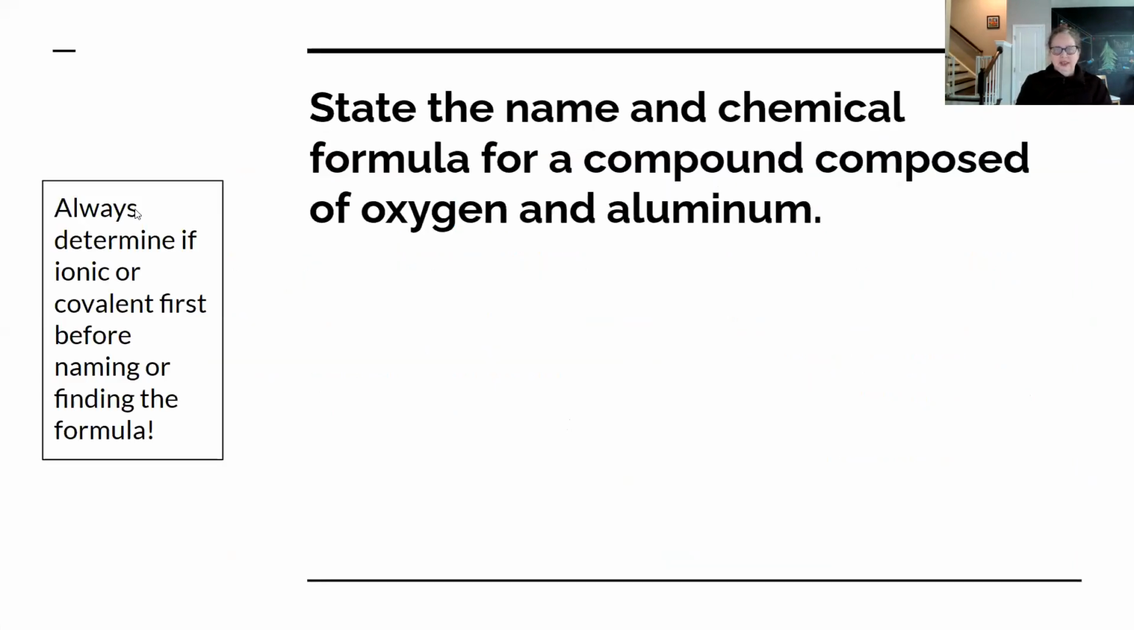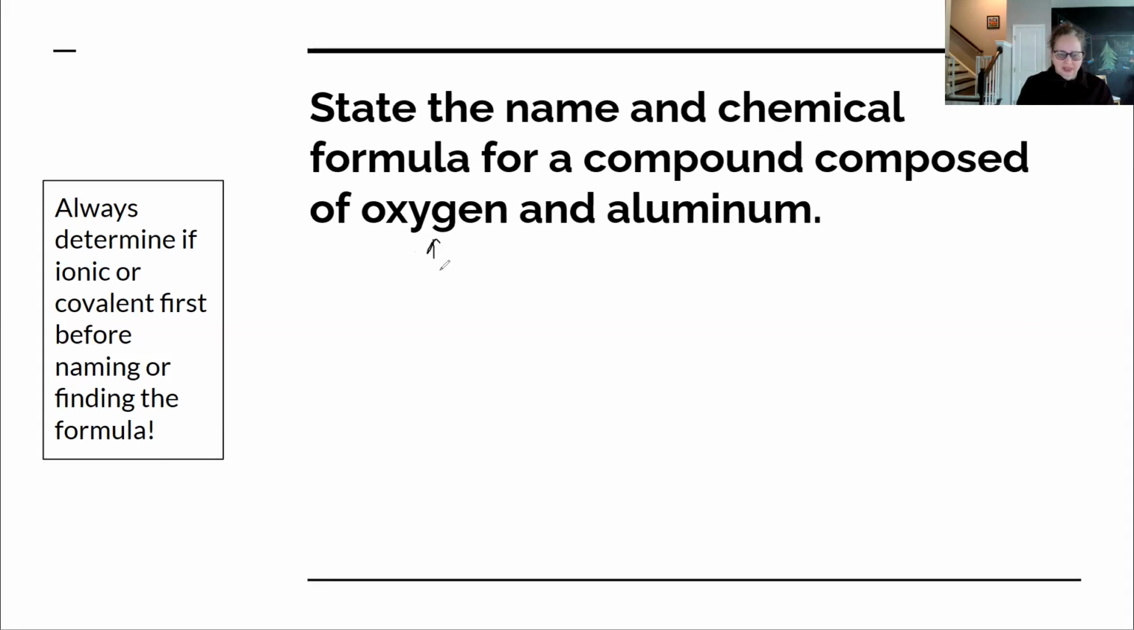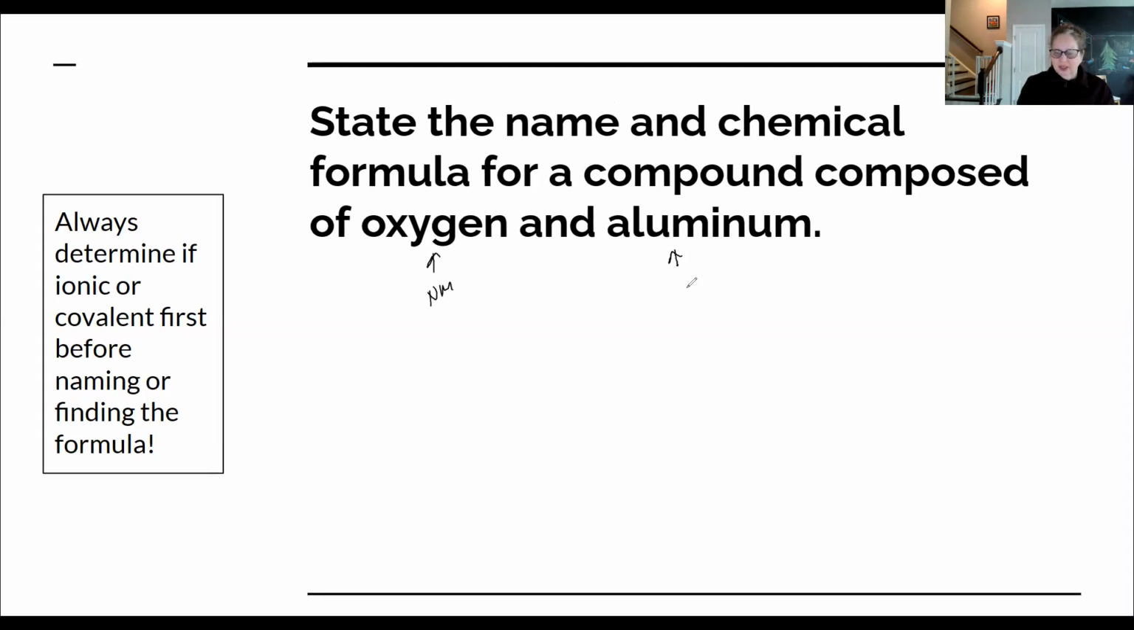So, state the name and chemical formula for a compound composed of oxygen and aluminum. First thing, figure out if it's ionic or covalent before you decide what the rules are. Oxygen, non-metal. Aluminum, okay, that guy is on the staircase. If you're on the left of the staircase, you're a metal. If you're on the right of the staircase, you're a non-metal. That's why they cohabitate right there and form covalent bonds.